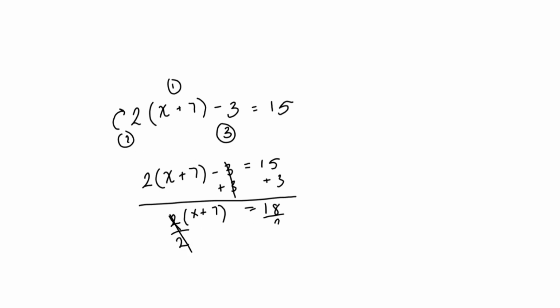So this cancels out, becomes a 1, becomes x plus 7 equals 9. And then subtract out 7, we get x is equal to 2. Lastly, let's do a challenge problem. Here I have 4 minus 2 times 3x plus 1 equals 10.